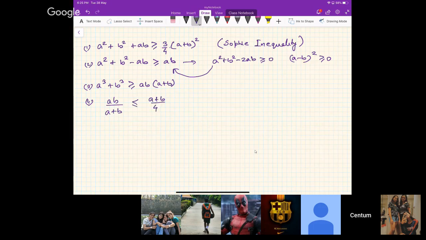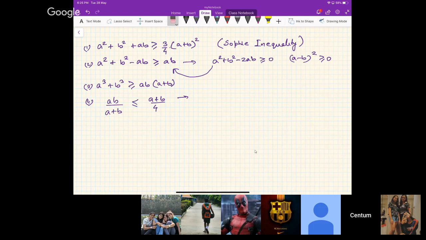a plus b by 4. This also is easy. Why? Because a plus b whole square is greater than or equal to 0, right? So what can I say? Minus 4ab, right? No. So a square plus b square plus 2ab, plus 4ab, will it be greater than or equal to 0? No, minus 4. Hold on. How do you prove this? Can you prove this one?